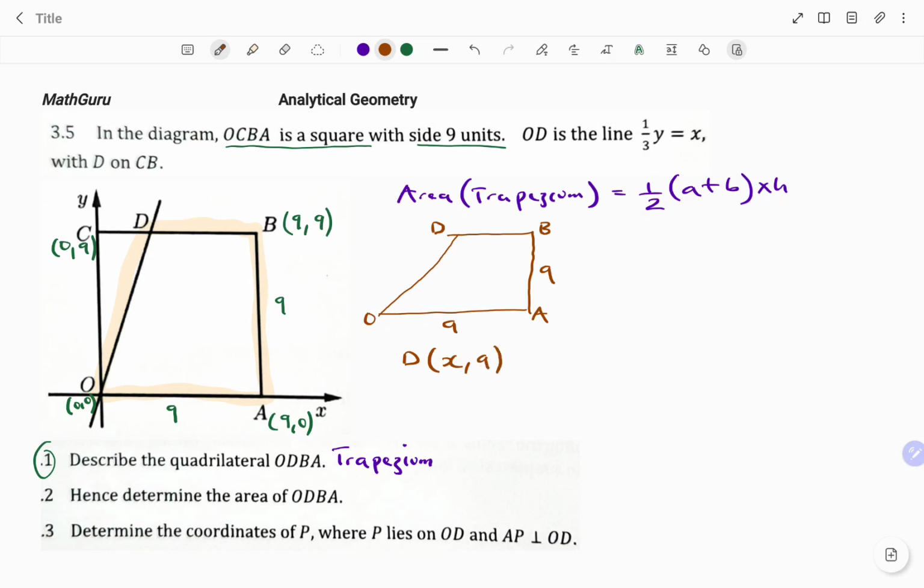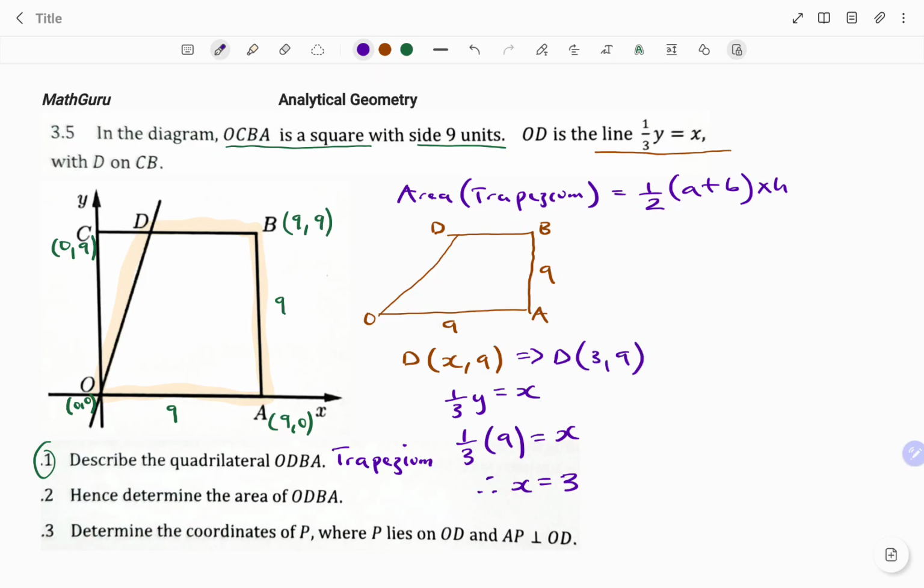And so in order to find x, going back to the question, we've been told that OD is the line 1/3 y equals x. We've been given the equation of that line. So we have 1/3 y equals x. If I substitute for y, I'm going to have 1/3 times 9 equals x. Therefore, the x coordinate will be 9 divided by 3, which is 3. So D will be 3, 9.